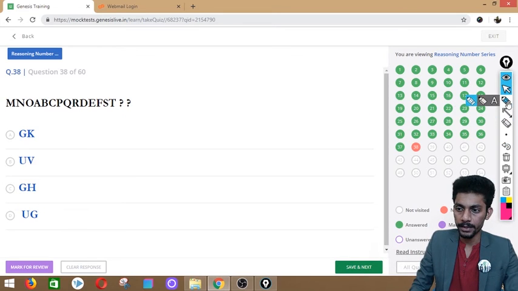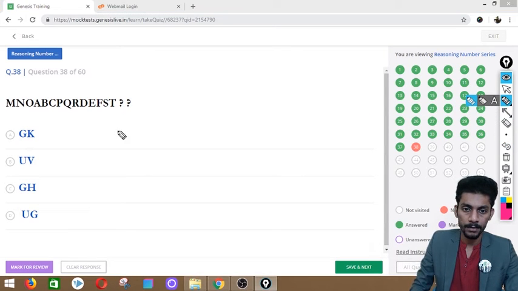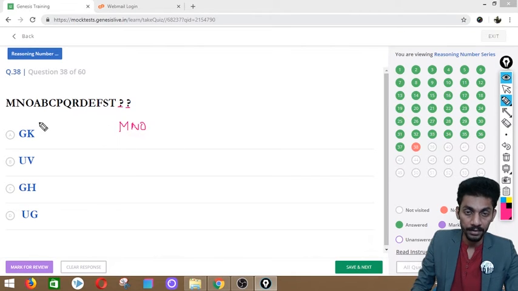Next question, question number 38. It says M N O, A B C P Q R D E F S T. Now we will find out the two question marks here. If you see the pattern, M N O is always together. A B C are consecutive terms, P Q R consecutive terms, D E F consecutive terms.